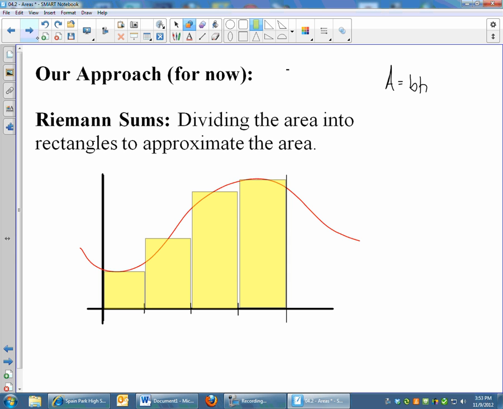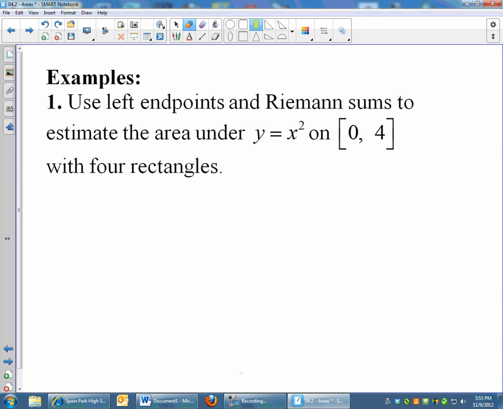Rather than go through a whole bunch of technical details with weird mathy formulas, I figured it would be easier simply to do this with real problems. So for this first example, I want to do left-hand Riemann sums, or left endpoints, to estimate the area under this parabola on the interval 0 to 4. And notice I told you how many rectangles to use. I'm going to give you all of that information.